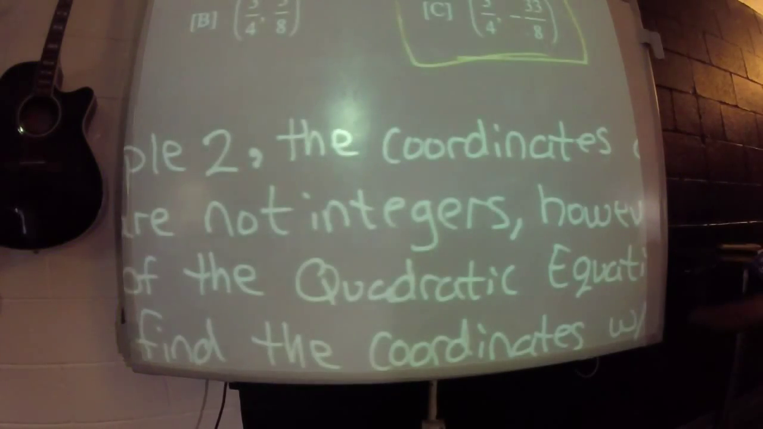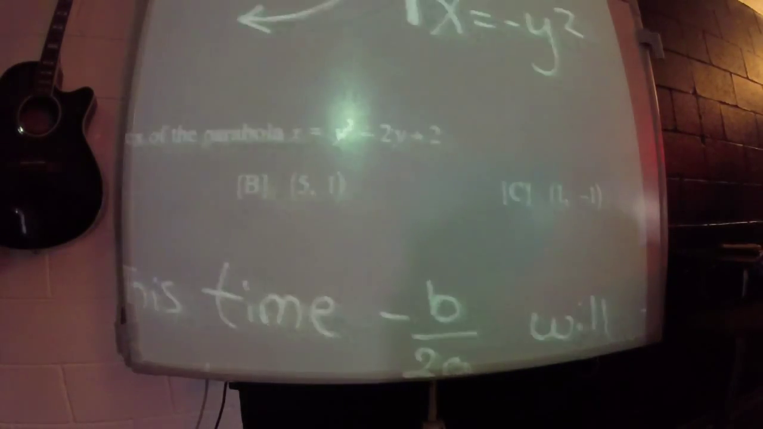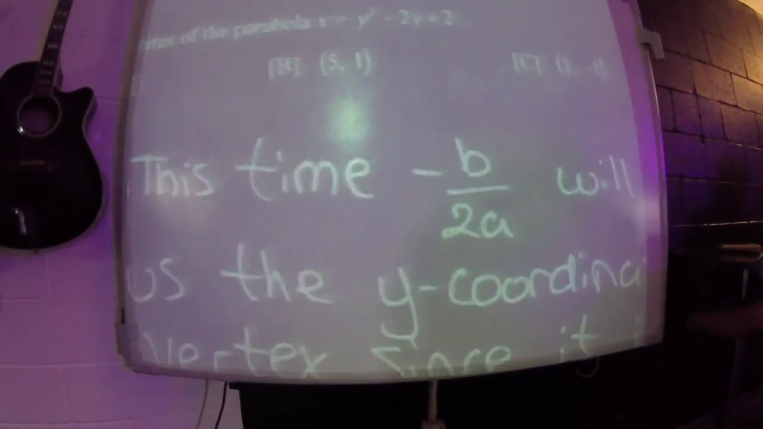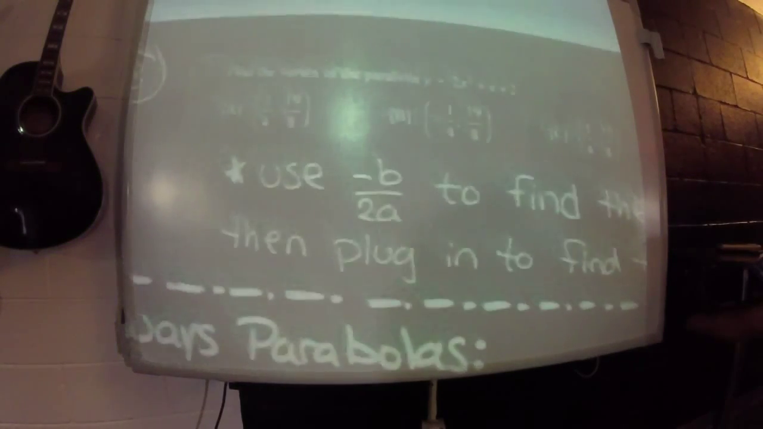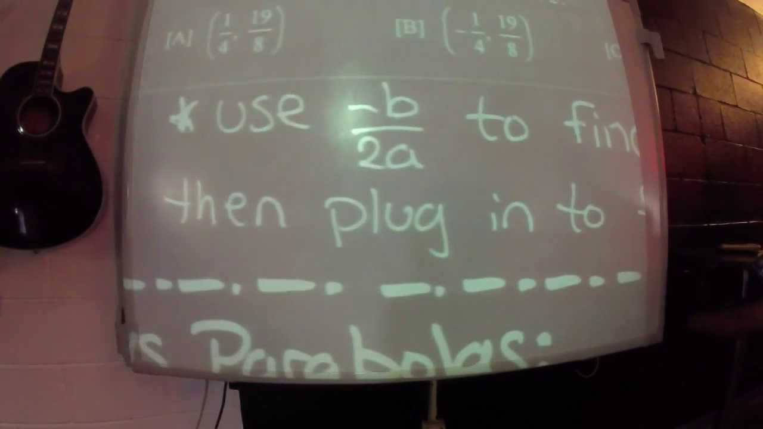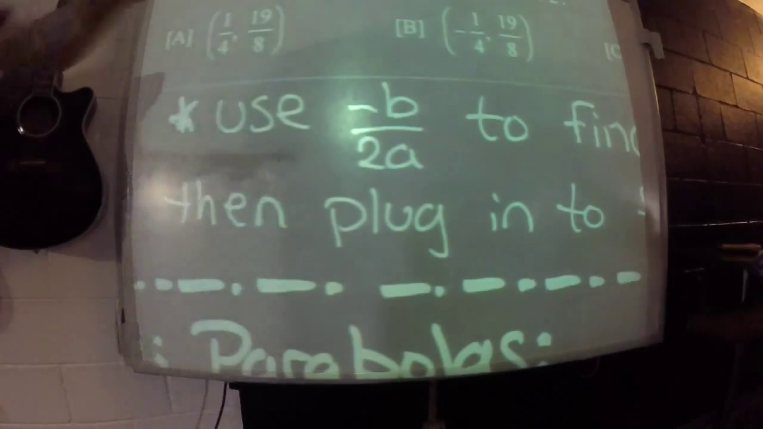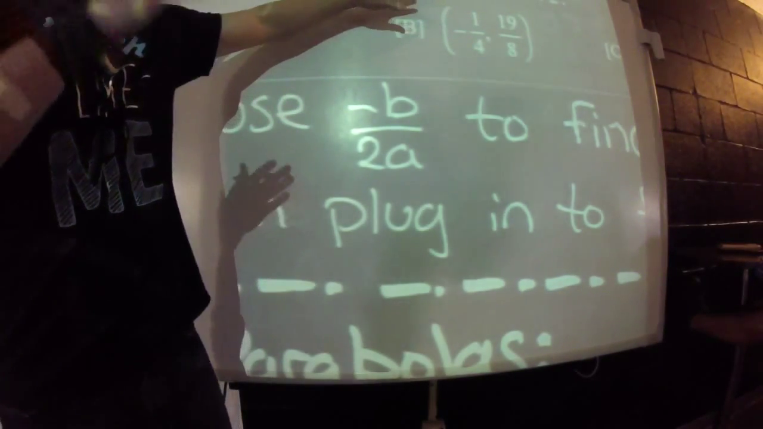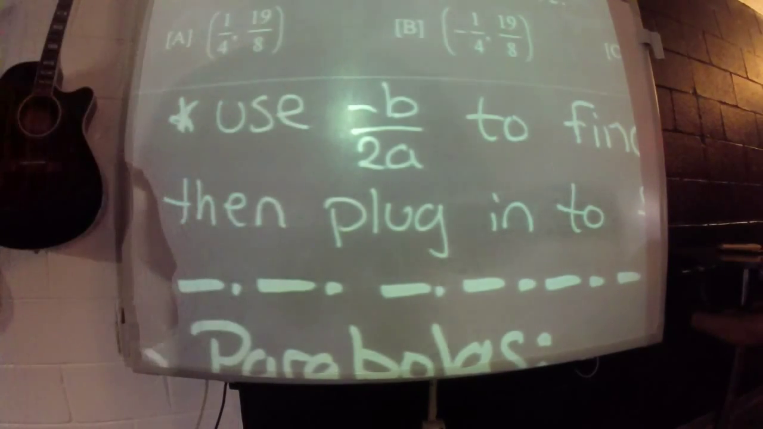All right, let's go to the next example. This is the last example of a regular parabola, and then we're going to learn something called a sideways parabola, but save that thought. Find the vertex of this parabola. Don't use the graphing calculator, use negative b over 2a, and see what we get.